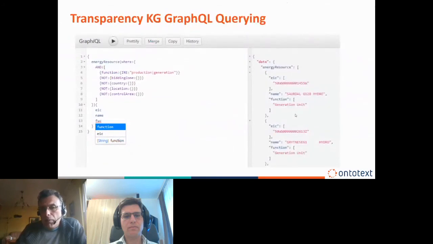This is an example of GraphQL querying over a knowledge graph. And because we generate a schema and there is schema introspection, it knows the property names. So I made a mistake here and it tells me which properties I can use right at this spot. So what are the properties of an energy resource? The result is JSON that is the shape of the query. So that's why GraphQL is very much loved by modern applications.